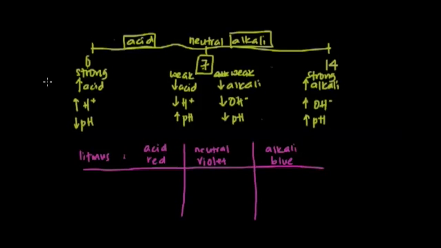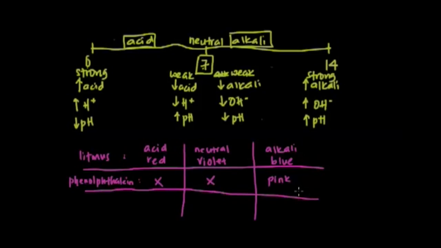And when we go into Form 4 and 5, we also use other indicators. Another one that you will be using in your lab is known as the phenolphthalein indicator. When it's acidic, it shows us no color. When it's neutral, it also has no color. And when it's alkaline, it shows us pink color. Alright, so this is phenolphthalein indicator.